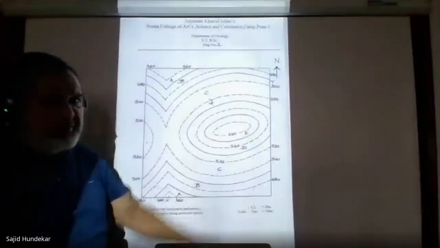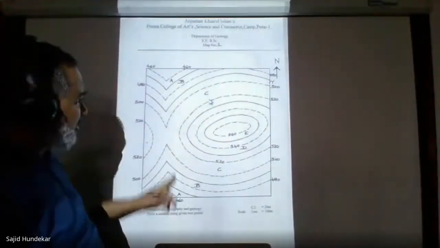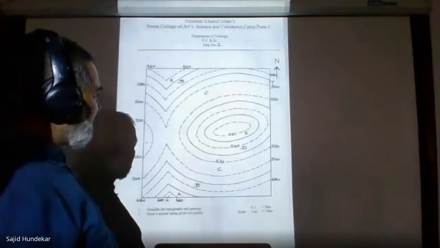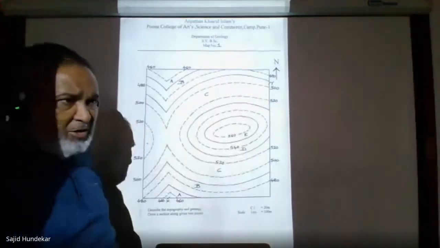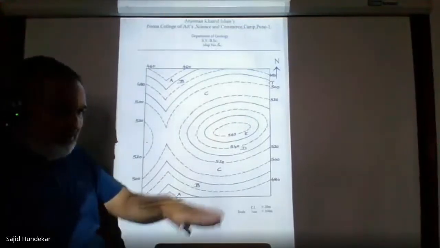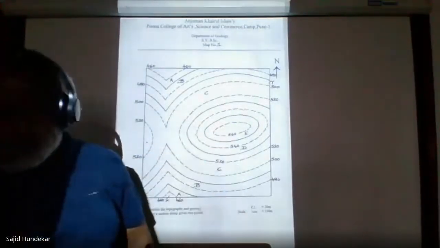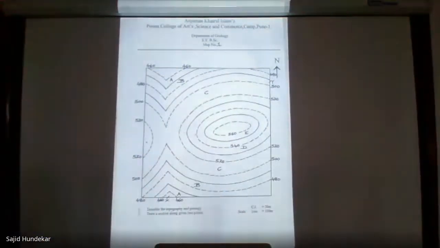Now, whatever the dotted lines are there, these are the contours, and whatever the dark lines are there, these are the beds. So, what is the bed? That is the sedimentary rock. I'll show you the model.